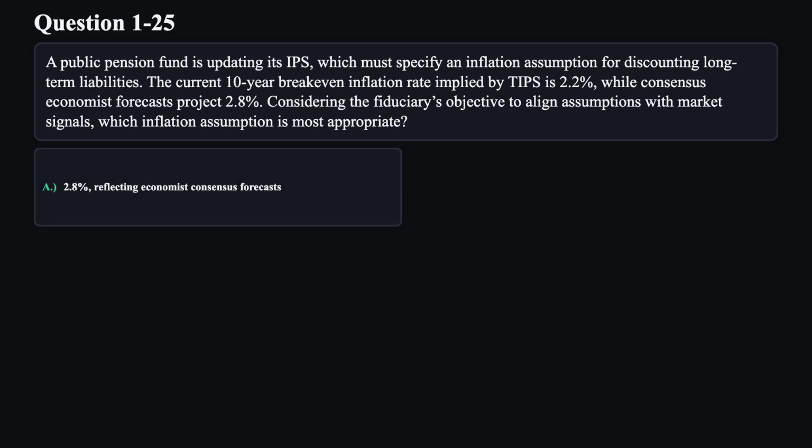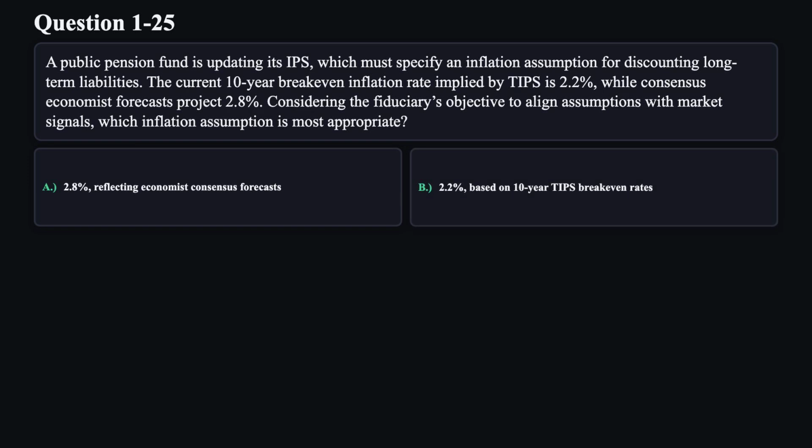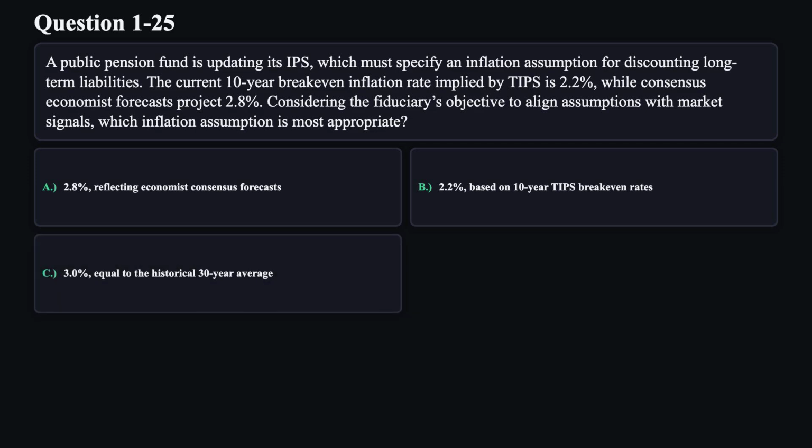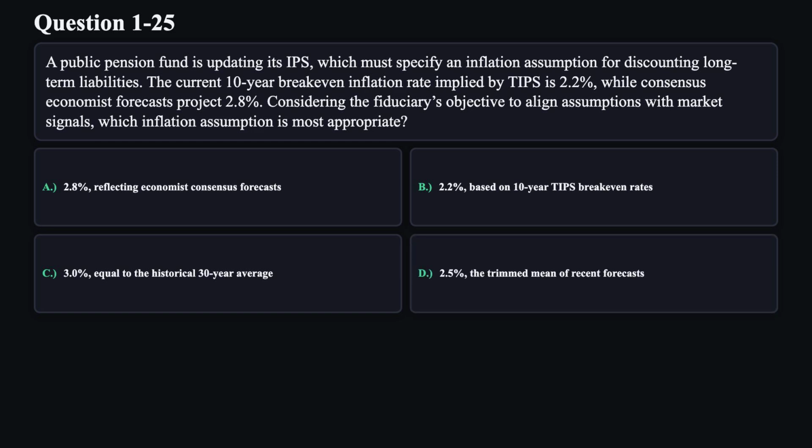A. 2.8%, reflecting economist consensus forecasts. B. 2.2% based on 10-year TIPS break-even rates. C. 3.0% equal to the historical 30-year average. D. 2.5%, the trimmed mean of recent forecasts.